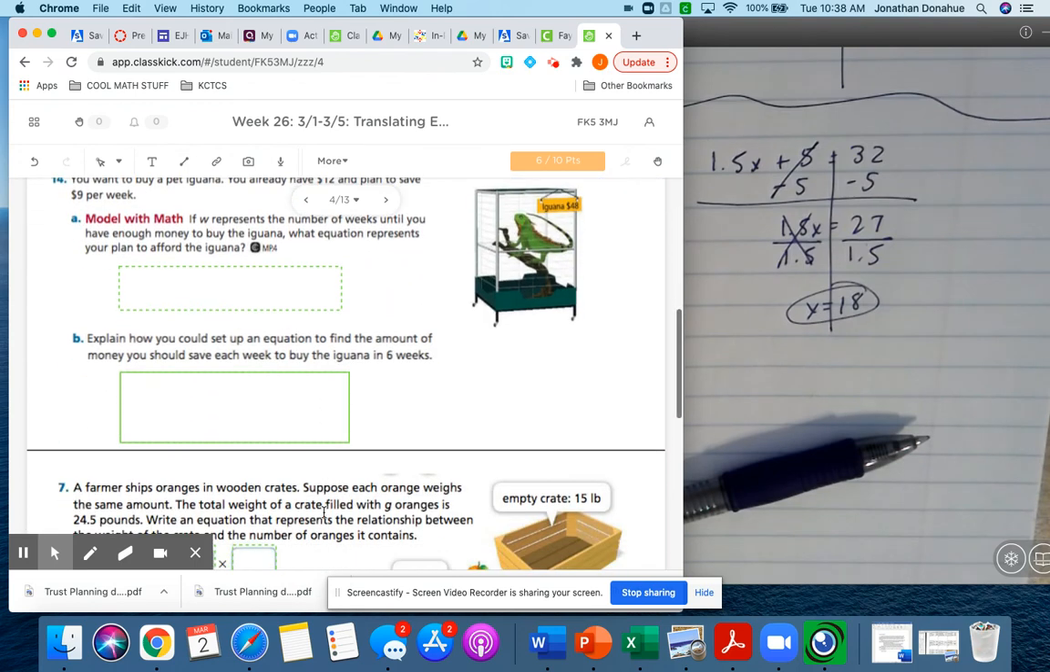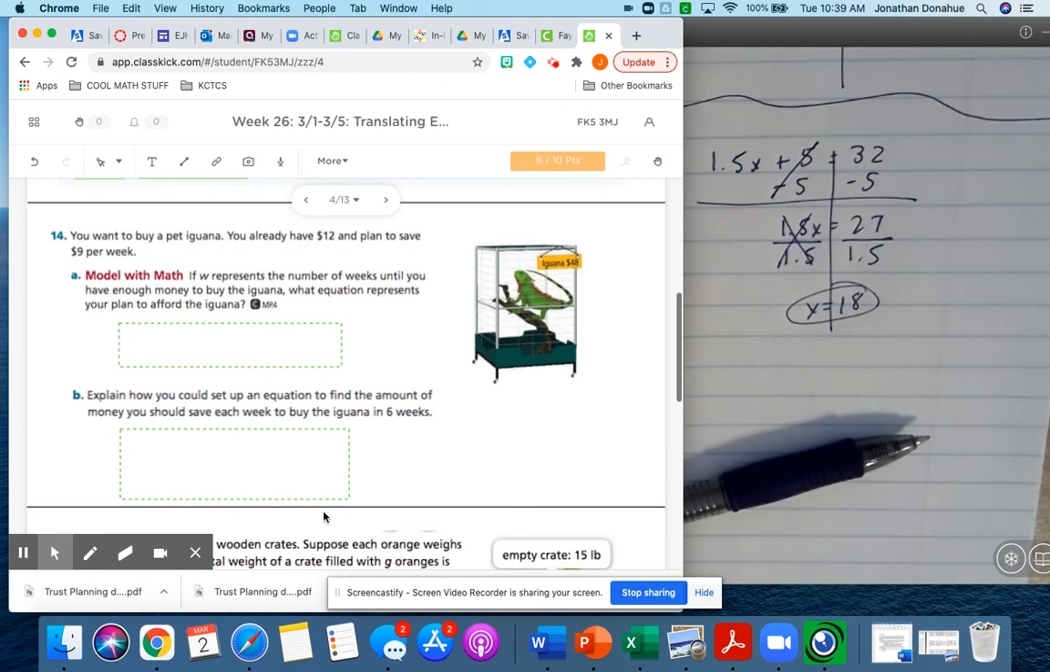I'm going to do one more, and I'm going to do number 14. It starts by saying you want to buy a pet iguana. You already have $12 and plan to save $9 per week. Now, if you look at the picture closely, it shows the iguana is 48. Now, it does say to use the letter W. So it says if W represents the number of weeks until you have enough money to buy the iguana, what equation represents your plan to afford the iguana again?